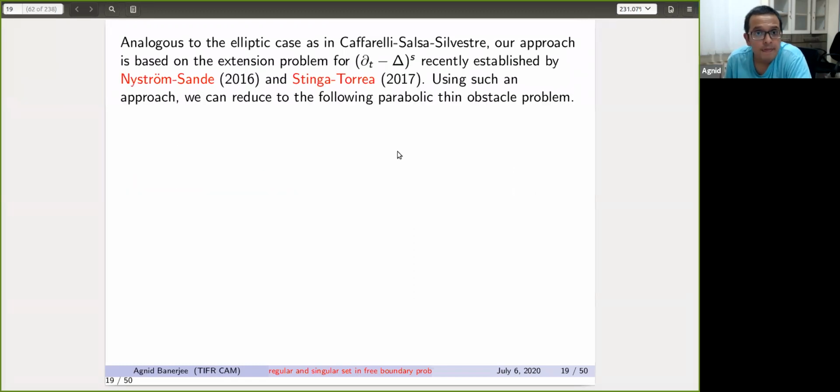So again, similar to the elliptic case, our approach is via the extension problem, and the extension problem for the fractional heat operator, analogous to the elliptic case of Caffarelli and Silvestre, was developed recently by Nyström and Sande, and independently by Stinga and Torrea.